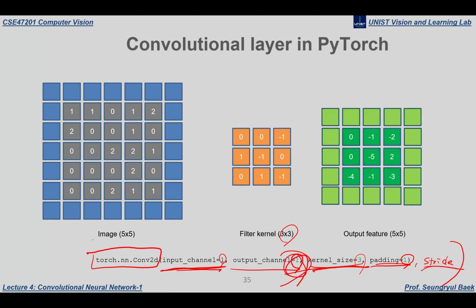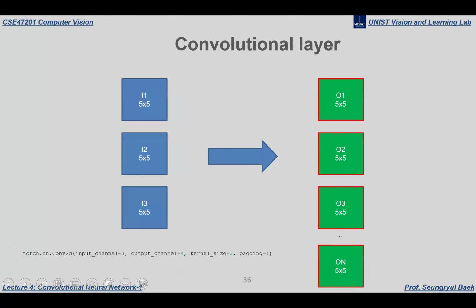So you can implement a 2D convolution using this one line of code in PyTorch. For example, if there are 3 input channels, you have to specify that as 3. And if you want to design the output as having 4 channels, then you have to specify it here. And you can specify the kernel size, the padding number, and also the stride.